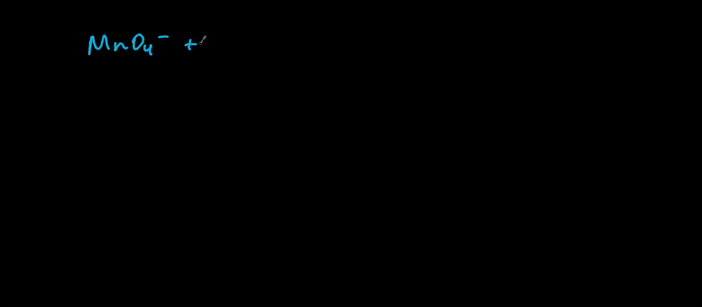We have permanganate, and it reacts with H2SO3, and we make manganese 2 and bisulfate, that is called. Again, I'm going to ignore the H plus and the H2O. We'll take care of those when we balance. So this reaction occurs in an acidic solution.